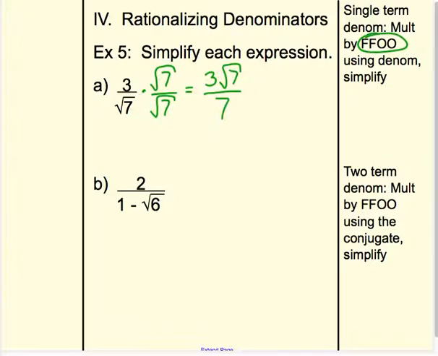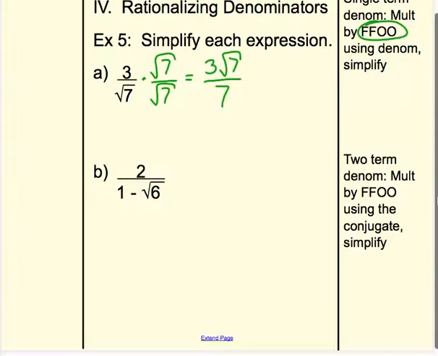For a 2-term denominator, we're still going to multiply by a fancy form of 1, but we need to use the conjugate. The conjugate is when you have a binomial, like we do, 2 terms, binomial, then it's the opposite sign in the middle. So one of the terms needs to stay the same, positive or negative.